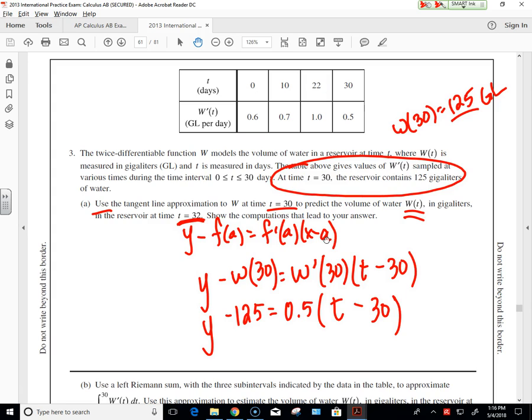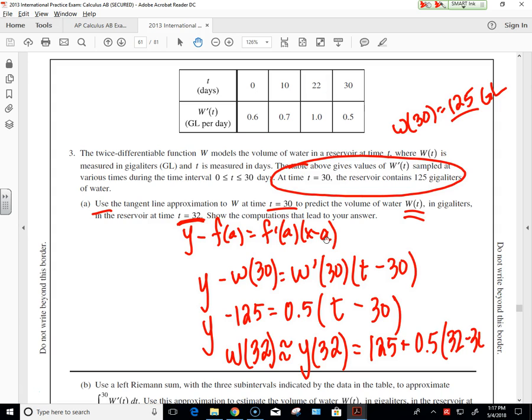I can find this y value at 32, and the y value at 32, which is the tangent line, will give me the approximation that they're asking for. So I have 0.5, 32 minus 30. Everyone, eyes on me. What do you do now? Just box it. Box it and be done.